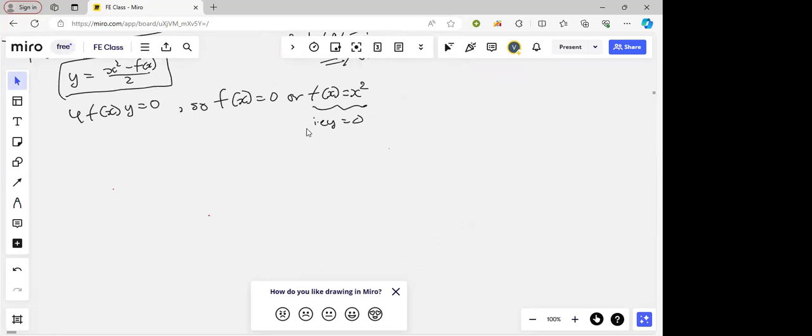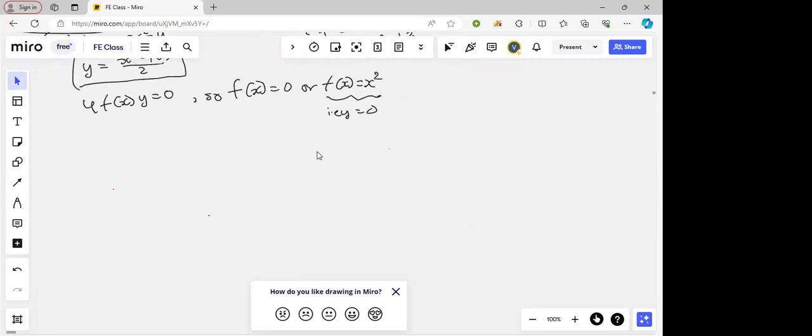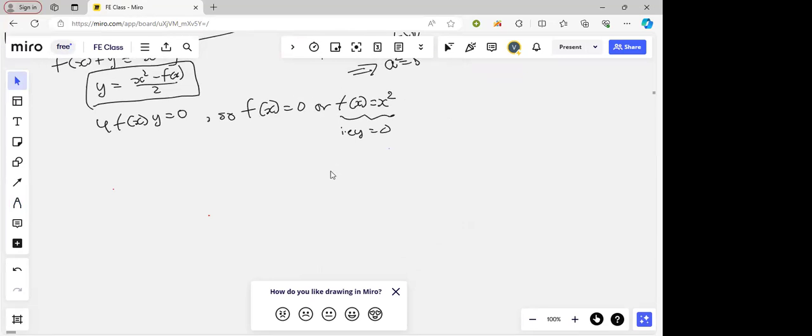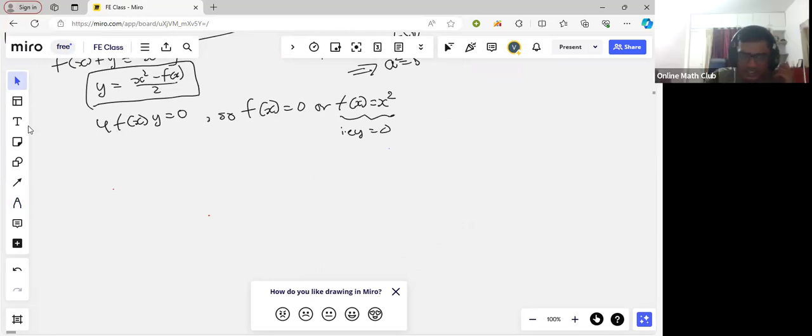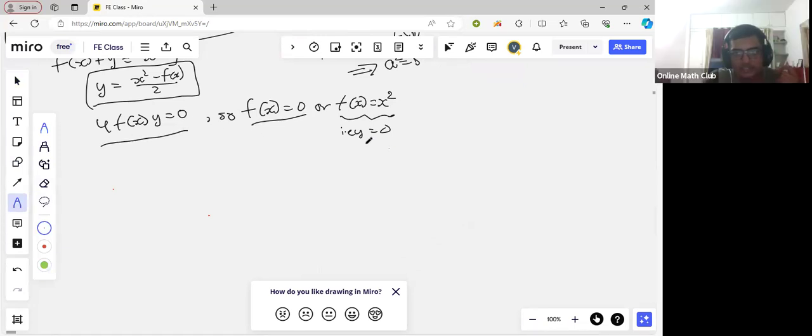Yeah, but in this case, won't the condition be valid for y equal to x square minus f of x upon 2 only? For which condition? This condition. Yeah, right. So we get f of x equal to 0 or y is equal to 0, where y is this particular number.